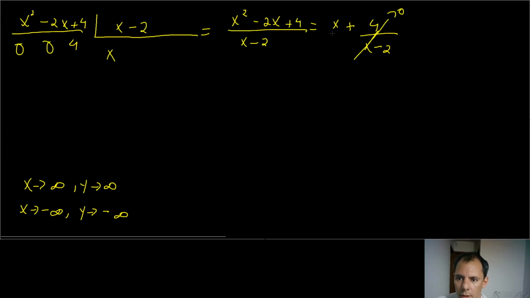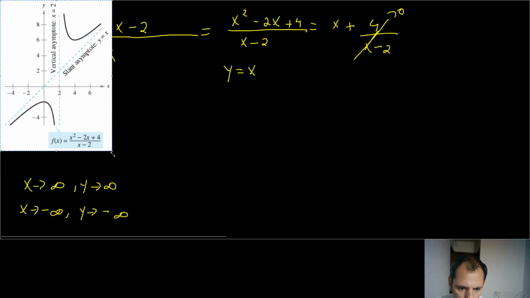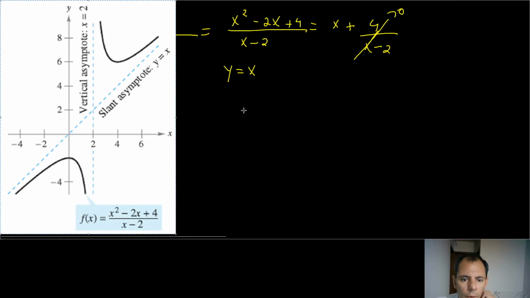What do you have? You have x. That means that it is also a straight line, the straight line y equals x that goes through the origin. And that means that this function is going to approach this line. And we'll see that now. See, you got a slant asymptote in here, which is y equals x, and you have the graph in here getting close to it.